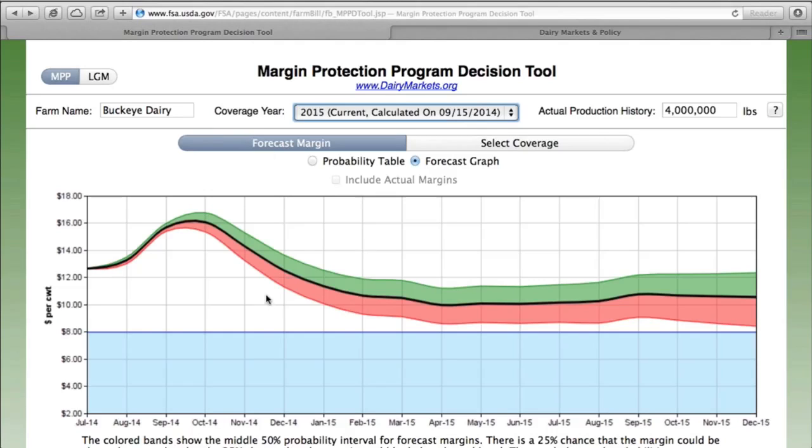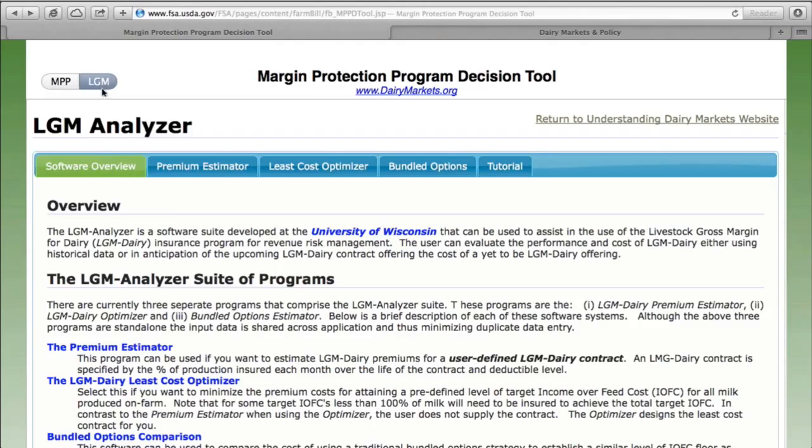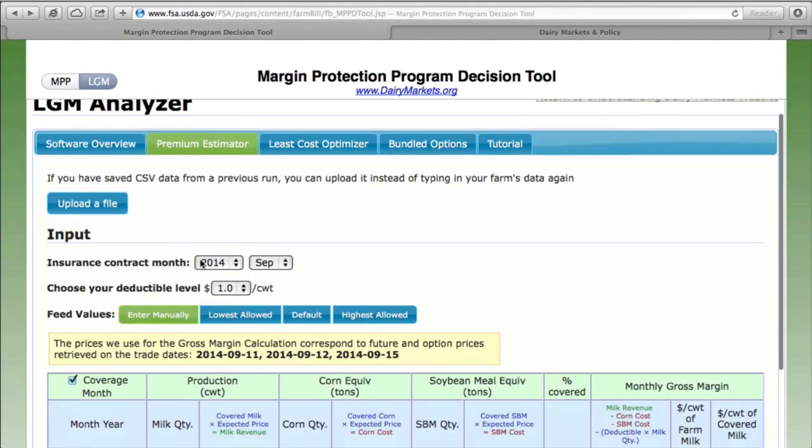And as you sit here in 2014 and you look at 2015, you may say to yourself, maybe I should get risk protection to lock in higher prices. And maybe LGM Dairy is an alternative there. So within one click, users can click the LGM Dairy tool and they're launched right into the LGM Analyzer. You can go and put in specific contract parameters that you want. And again, this is updated using the futures market. And here's your trade date information.